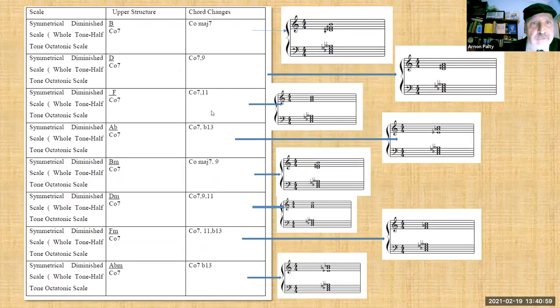Now this is a bunch of symmetrical diminished upper structures. If we have a C fully diminished, we can impose a B or a B minor, a D or a D minor, F, or each one of them can be either major or minor, which is neat. Okay, so this is one.